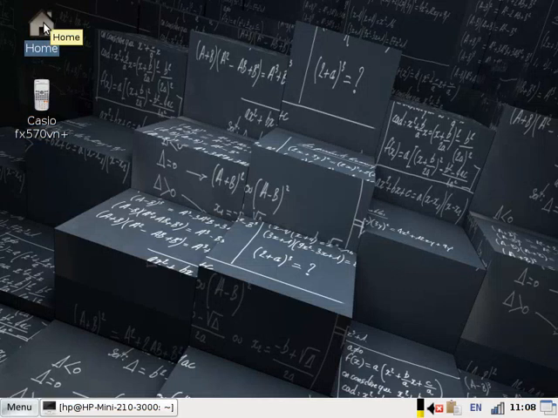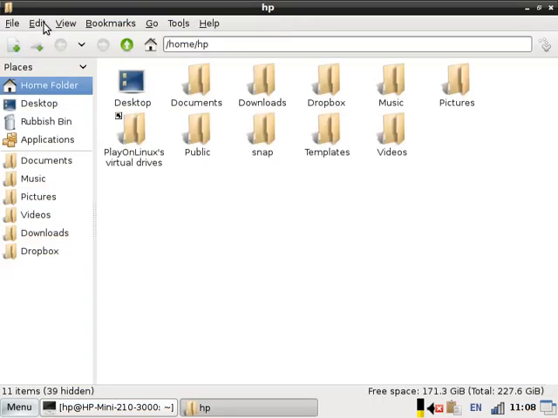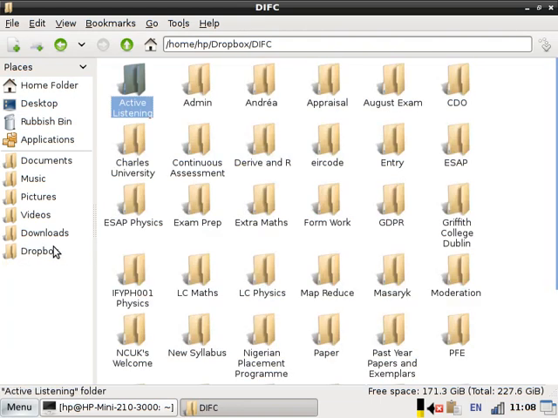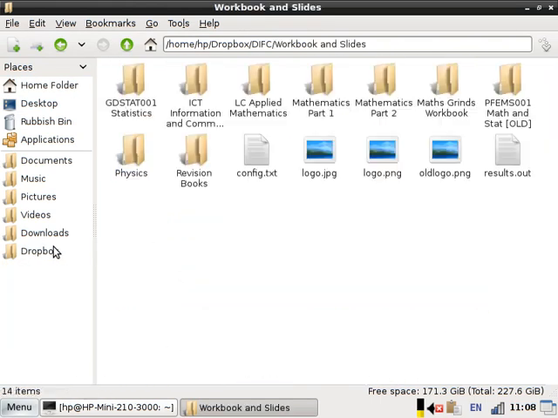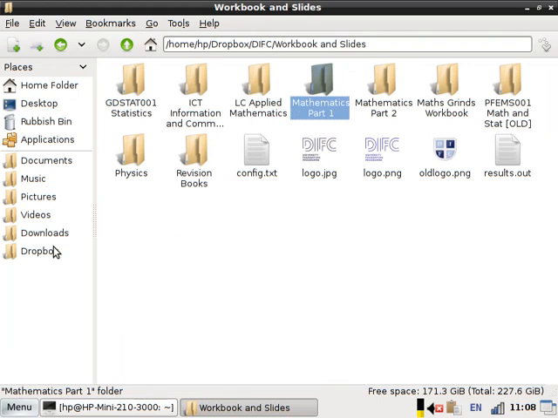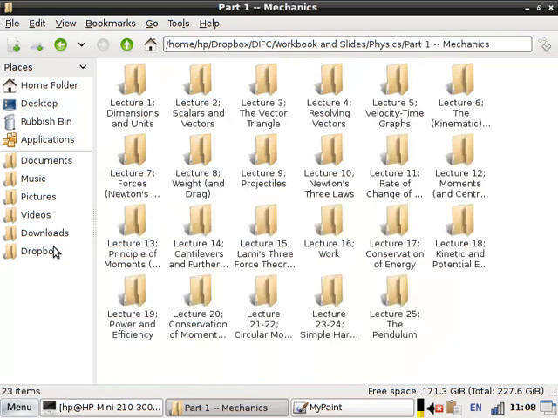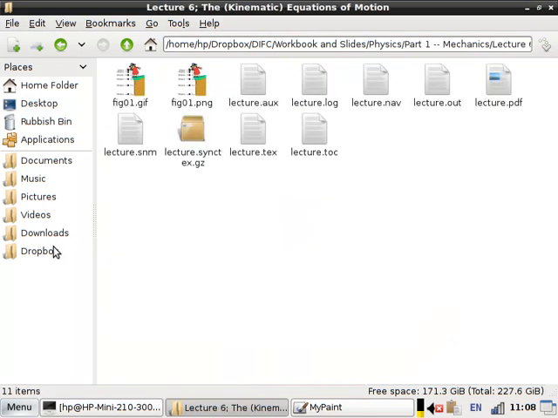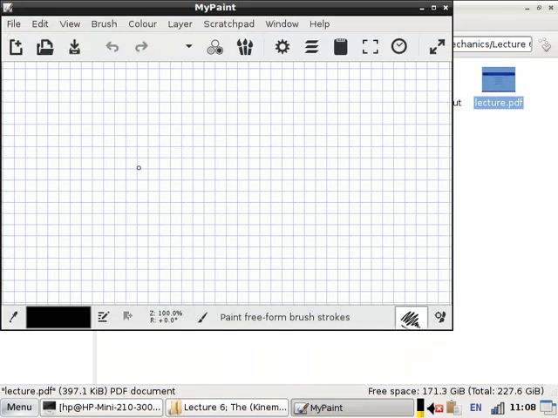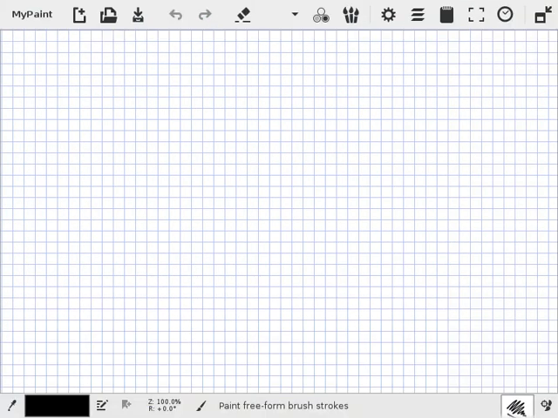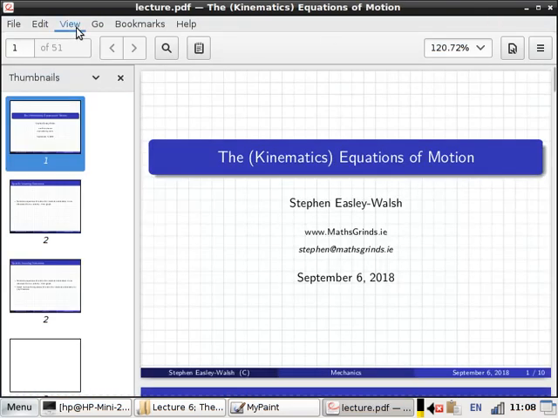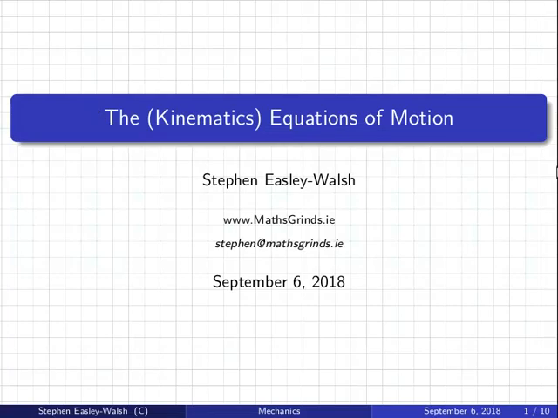Velocity time graphs. Right. Dropbox, DIFC, workbook and slides, physics, mechanics, equations. Okay, if you can write this down, the kinematic equation for motion.